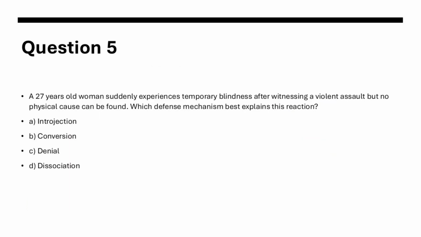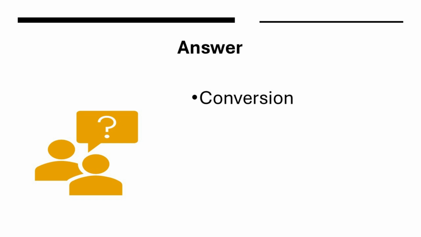Now, the last question. A 27-year-old woman suddenly experiences temporary blindness after witnessing a violent assault, but no physical cause can be found. Which defense mechanism best explains this reaction? A. Introjection. B. Conversion. C. Denial. D. Dissociation. The answer will be conversion.